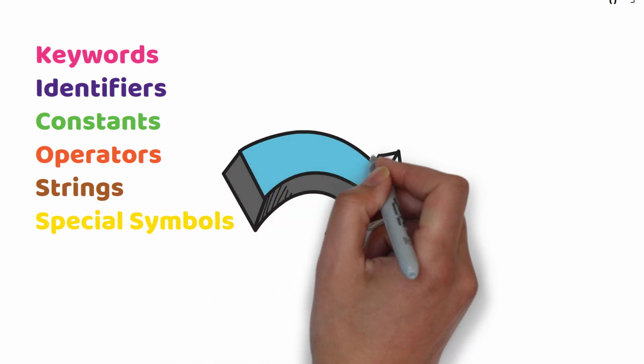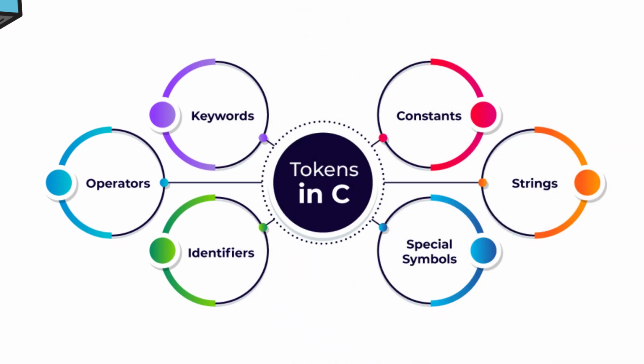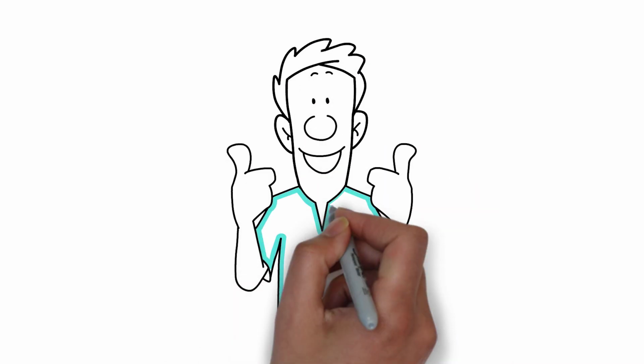To summarize, tokens in C are categorized into 6 types: keywords, identifiers, constants, strings, operators, and special symbols. And that's a wrap. Tokens are the foundation of every C program. Mastering them is the first step towards becoming a proficient programmer.